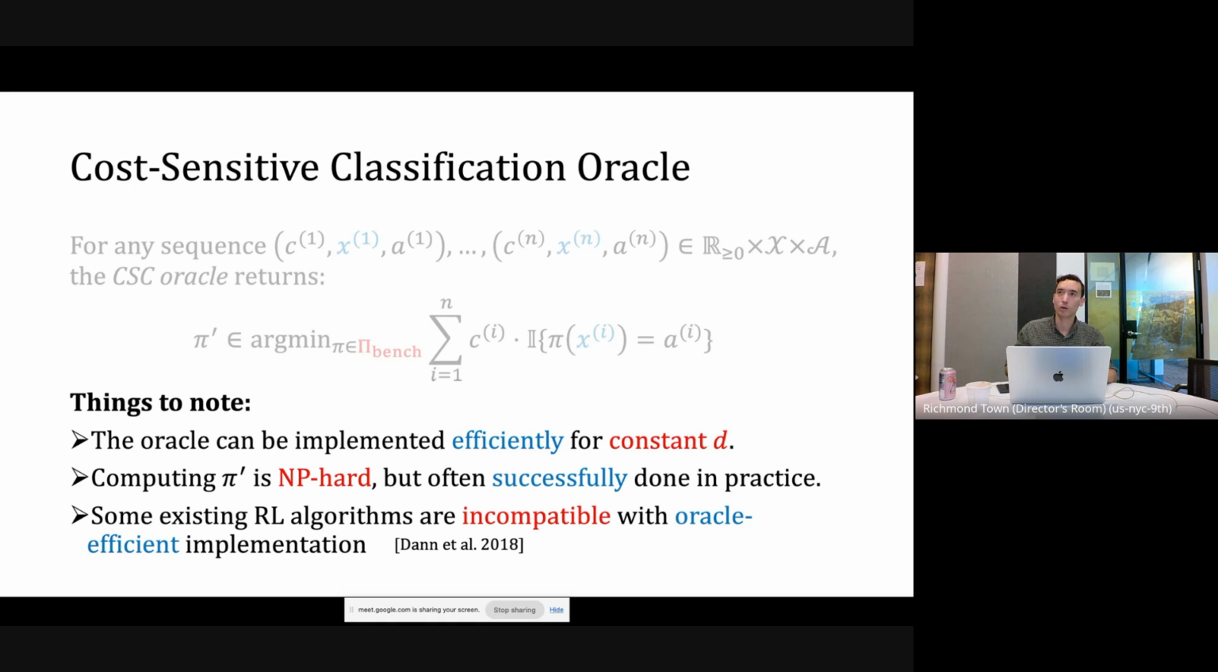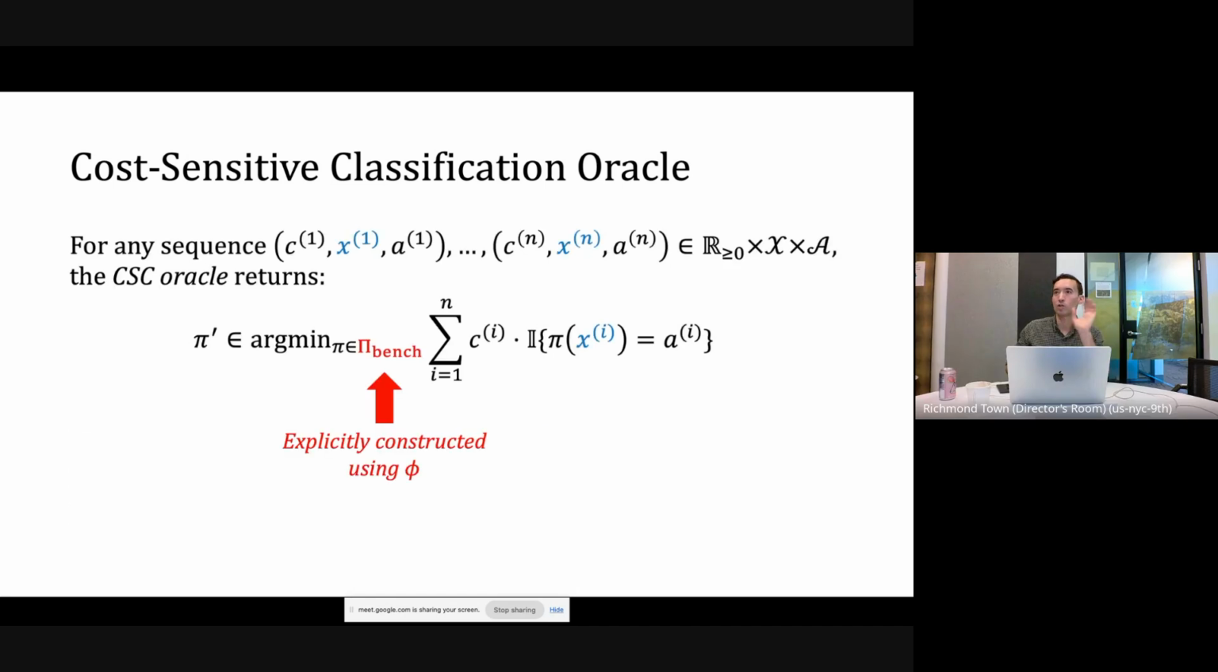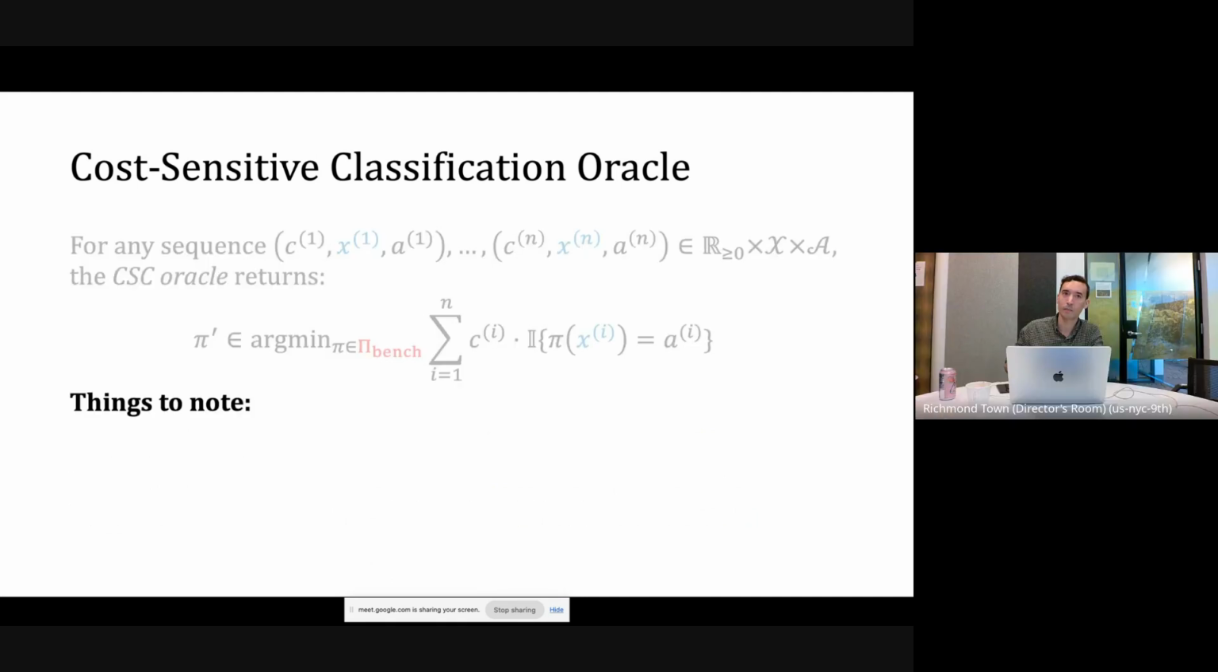Any questions about the Oracle before I move on? Yes. So the N samples, are they IID or Markov samples? The Oracle doesn't care. You just give it a sequence. In the actual algorithm, maybe they will be IID or something, but the Oracle just needs to take in a sequence and generate the argmax. Okay, thank you.